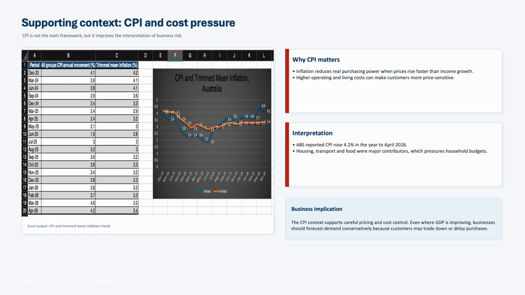Housing, transport, and food were major contributors. This is important because these are essential household costs. When essential costs increase, consumers may delay purchases or choose cheaper alternatives. For businesses, the implication is careful pricing and cost control. Even when GDP is improving, firms should forecast demand carefully because cost of living pressure can weaken customer spending.